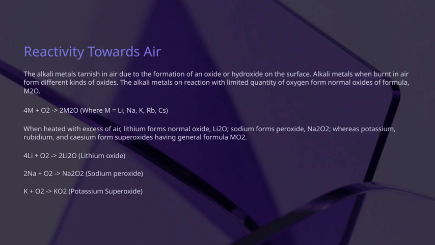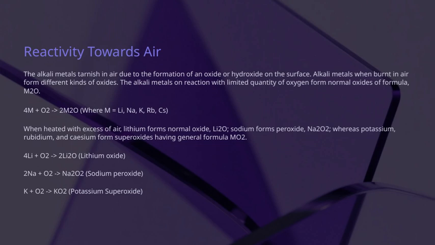Interestingly, the pattern is that lithium tends to form the normal oxide, sodium forms peroxide, and potassium, rubidium, and cesium form superoxides, which have the general formula MO2. So, the general reaction for these metals with oxygen can be summarized as 4M plus O2 giving 2M2O, where M stands for any alkali metal like Li, Na, K, Rb, or Cs.